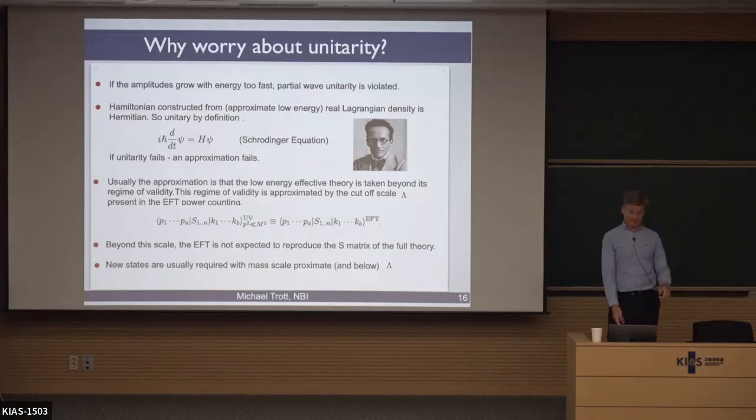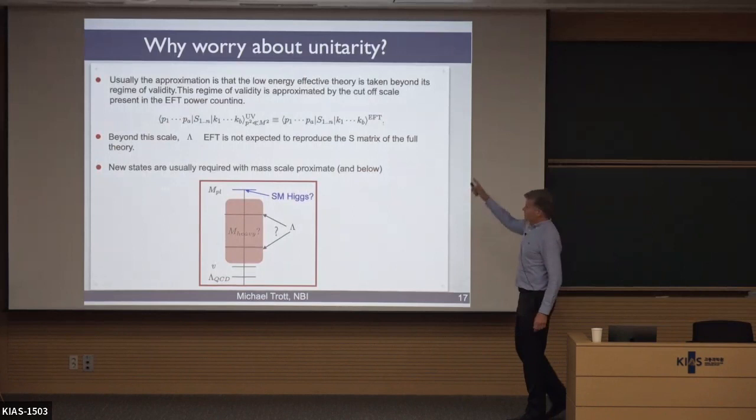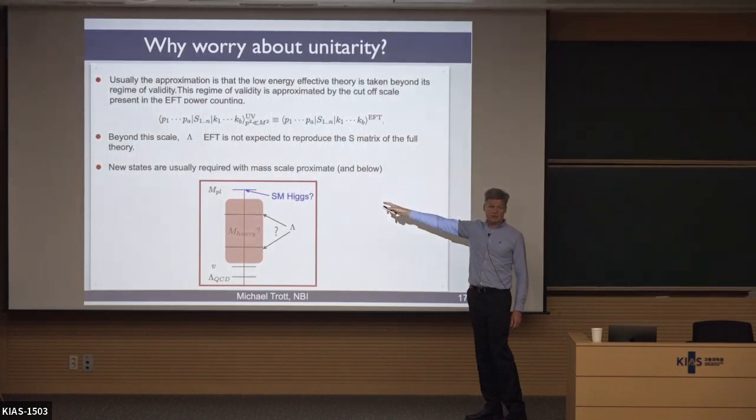Hopefully this is clear so far. Okay, so that's what I was just saying. Beyond the scale lambda, don't use the EFT, and it'll tell you lots of different ways to stop using the EFT. You'll get cross sections going negative, probabilities being greater than one, and this tells you stop, and you should listen. And this is basically the setup.